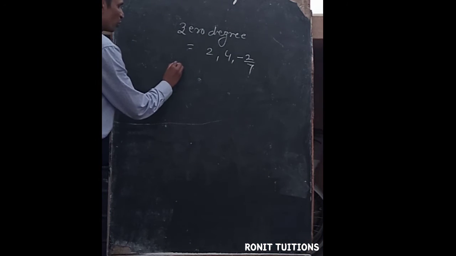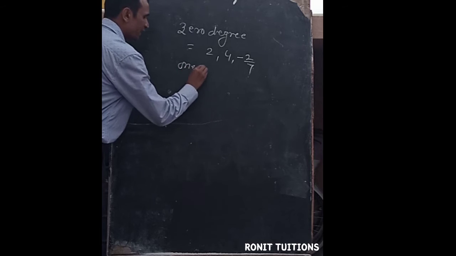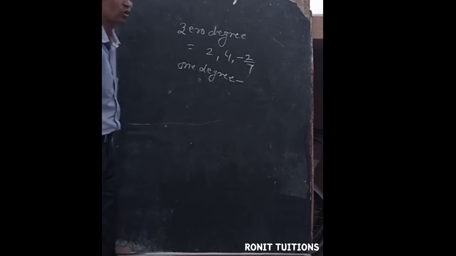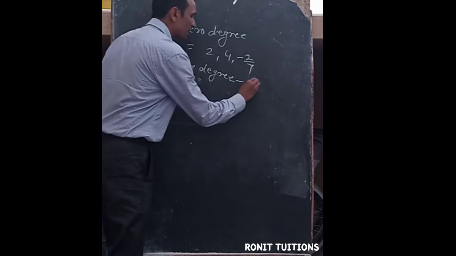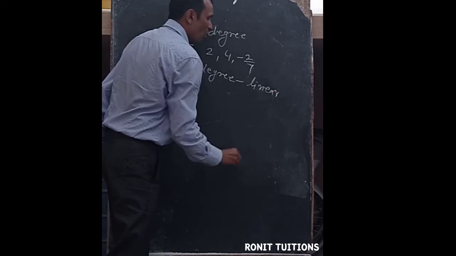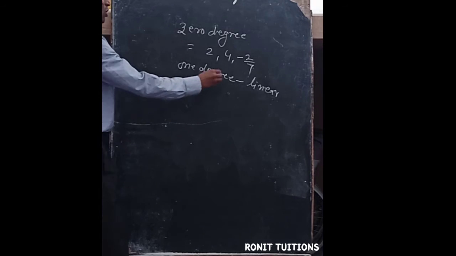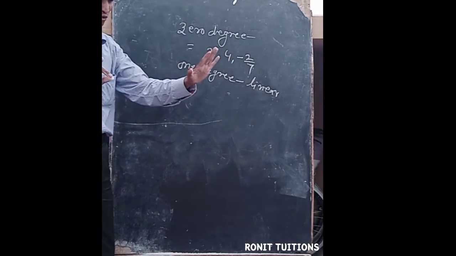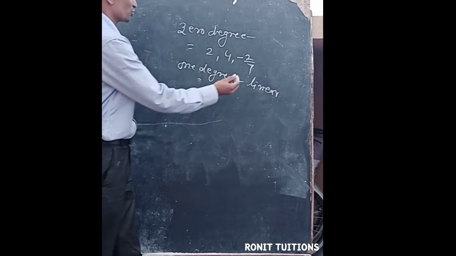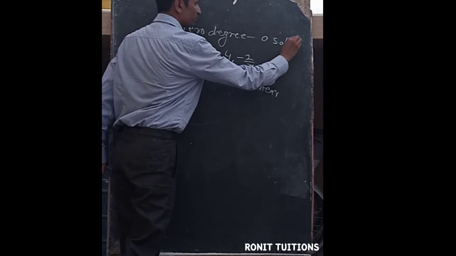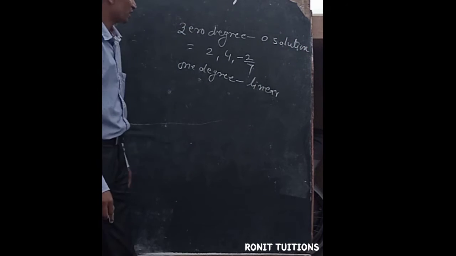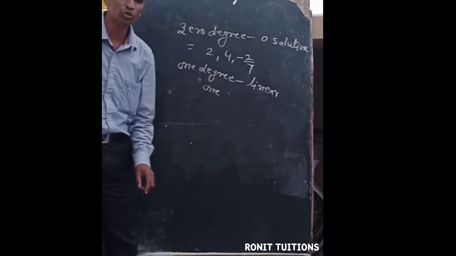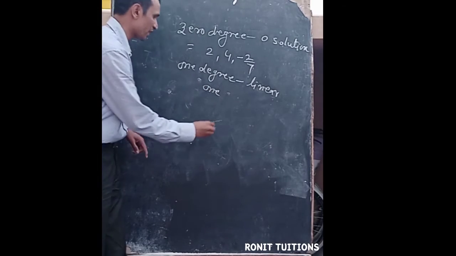Next, coming to 1 degree polynomials. 1 degree polynomials are known as linear equations. A 0 degree polynomial has no solution; 0 solutions. How many solutions does a 1 degree have? 1 solution. For a linear equation, 1 solution will be there.